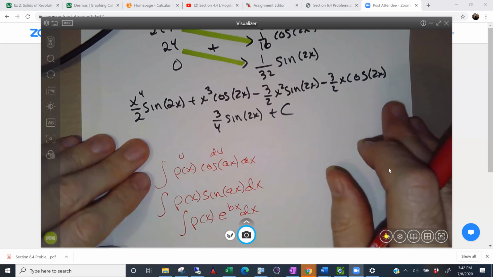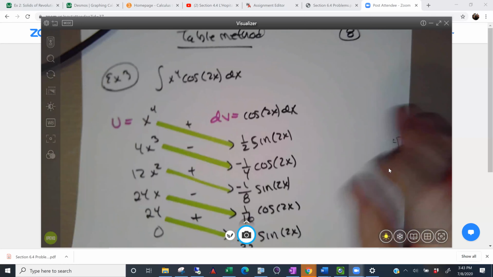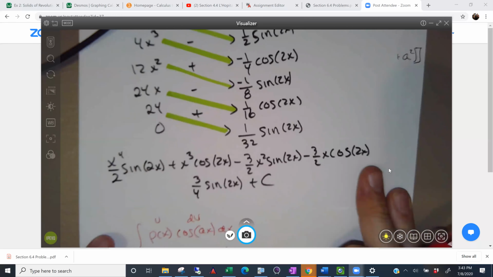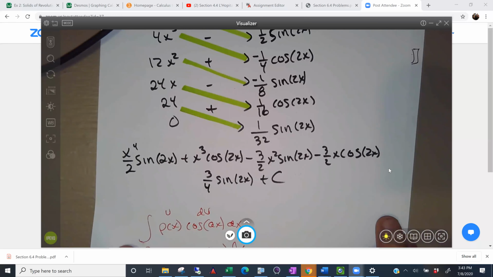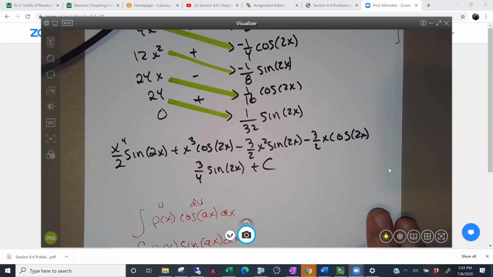Great question. Anything else? This method kind of just confuses me. So if you would have done this the normal way, you would have ended up with the same answer too. Oh man, you have no idea how much work the normal way would be.